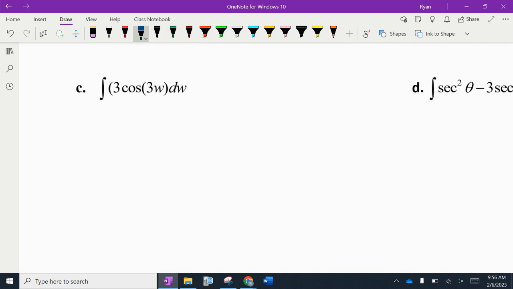Letter C, I'm going to pause, give you a chance to consider what the implications of the 3 and the 3w have for this one. Can you find this integral?